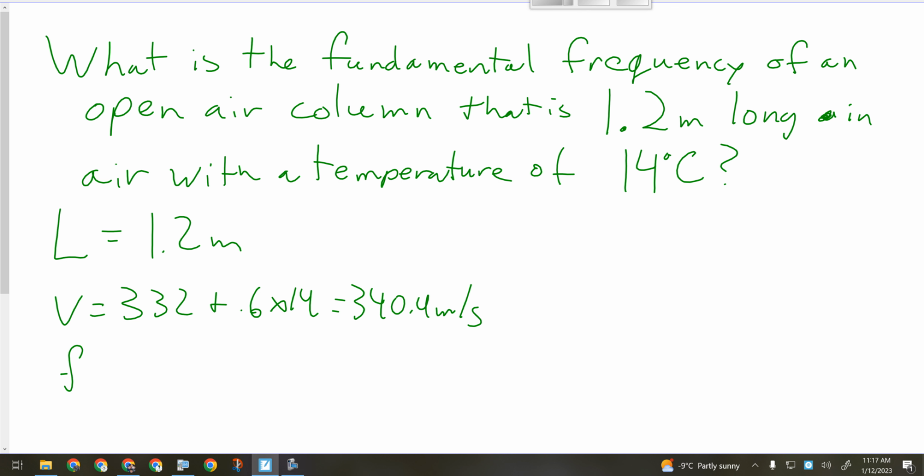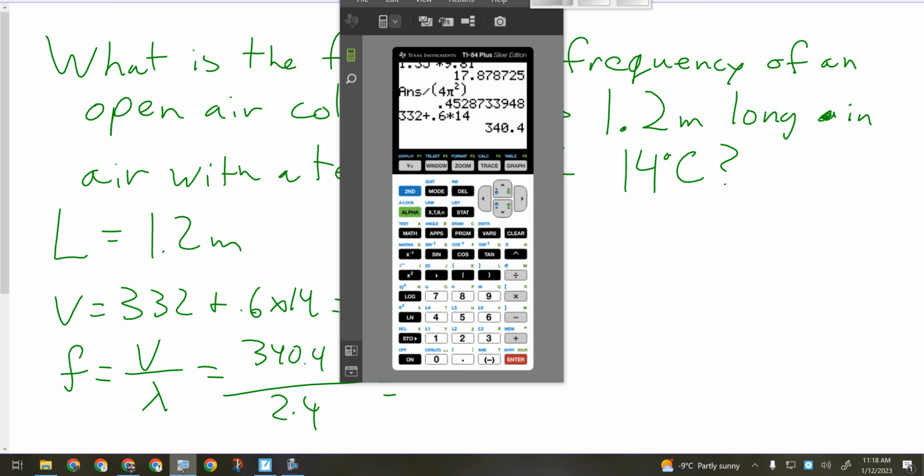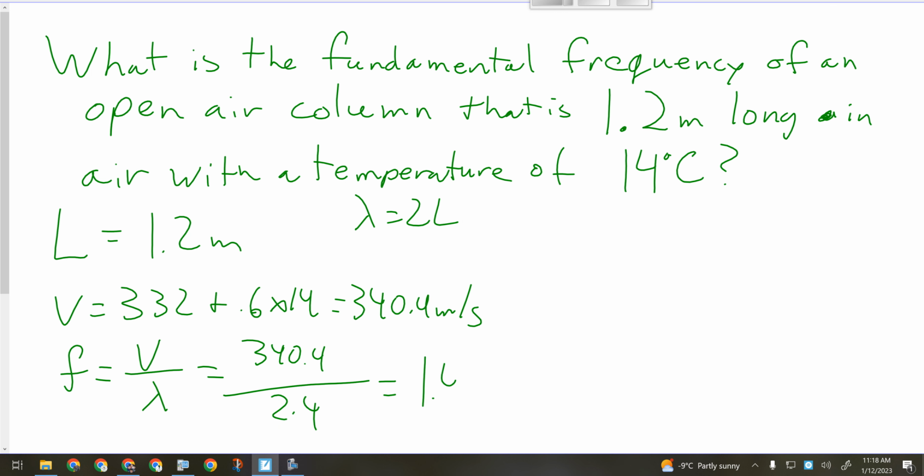Okay, so I'm looking for the frequency. To get frequency, I'm going to need v and lambda. But I can get lambda because this is an open air column, where lambda is 2 times the length of the tube. So lambda equals 2.4. So I'm going to take my 340.4 and divide by 2.4. All right, so I'm getting that the frequency for that sound is 141.8. Well, we only have 2 significant digits there, so 1.4 times 10 to the 2 hertz.